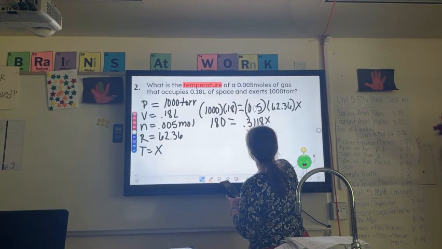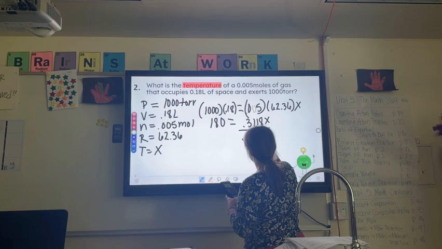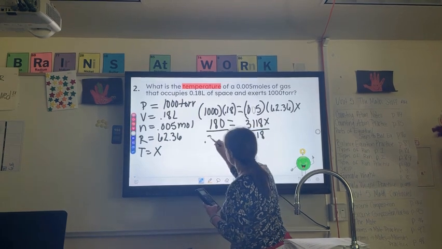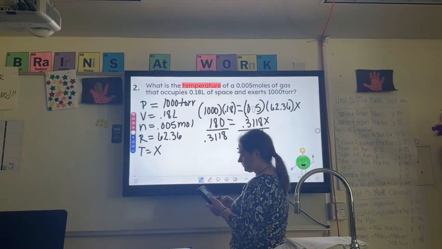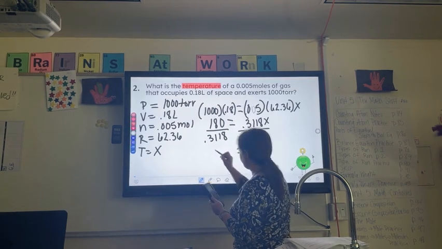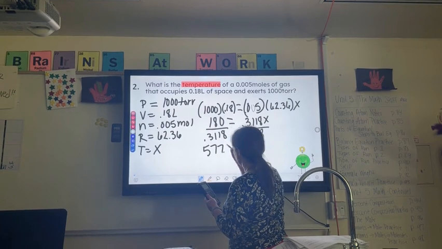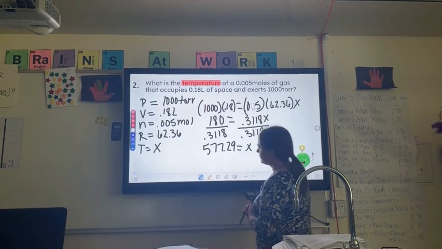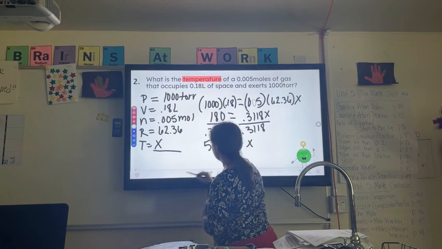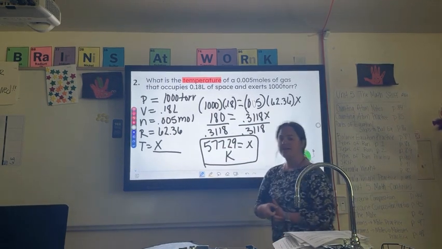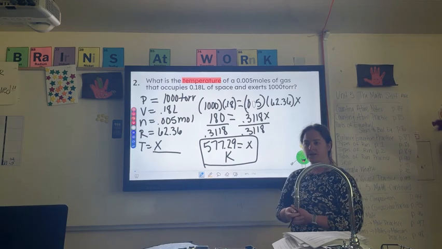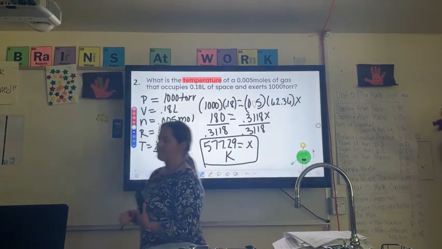0.3118x. We're going to get x by itself by dividing by 0.3118. And then x will be 577.29 is equal to x. Now, since it's temperature, we know temperature is always in Kelvin. And that will be your final answer. Take a few minutes to solve. Check your answer with mine, and we'll do 2 more problems together.